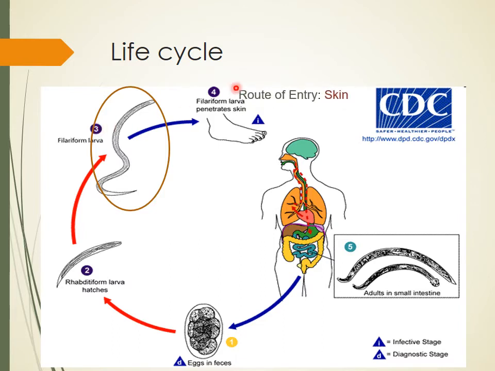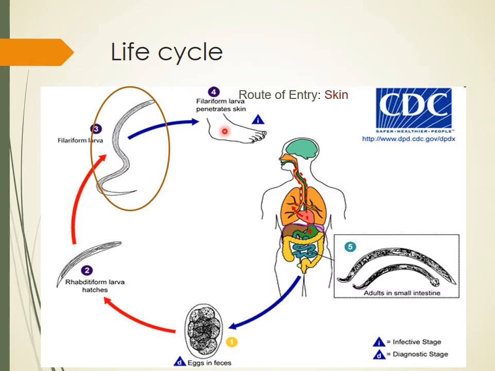The route of entry is different here. Till now, all of the intestinal nematodes we have seen entered the human being via ingestion, while here the route of entry is the skin. When a person walks barefoot on land which contains filariform larva, the larva can enter through the skin. It does not require any abrasion. So that is the route of entry.